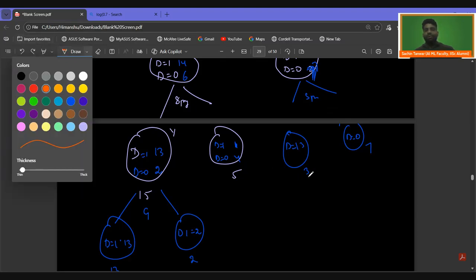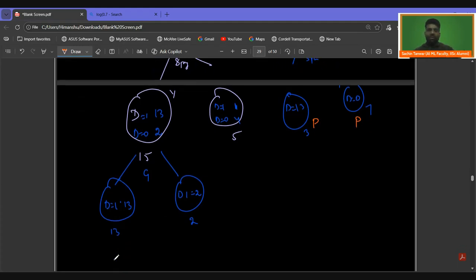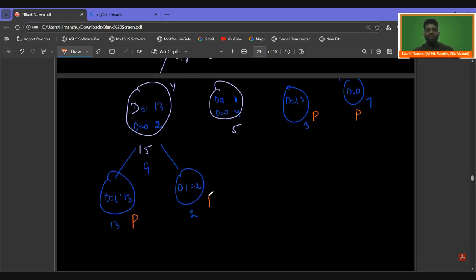What are the pure nodes? This is the pure node I'm getting. This is the pure node I'm getting. This is also a pure node I'm getting. This is also a pure node I'm getting. This is impure. Now you can see I'm getting 3 data points over here. I'm getting 7 data points over here. This is good. This is good.